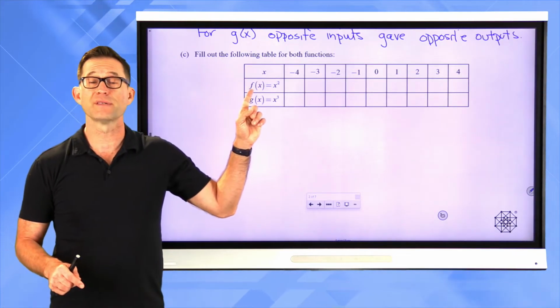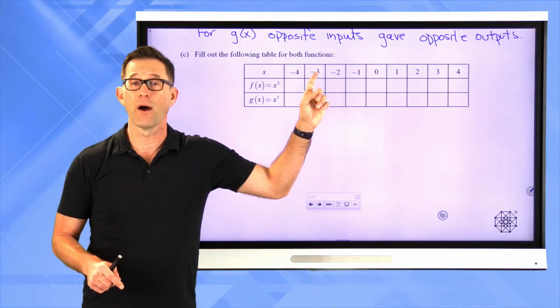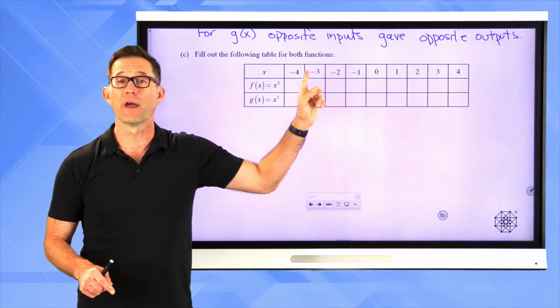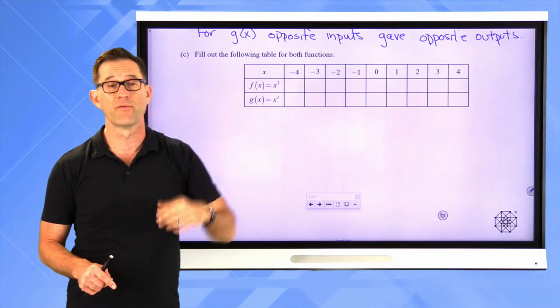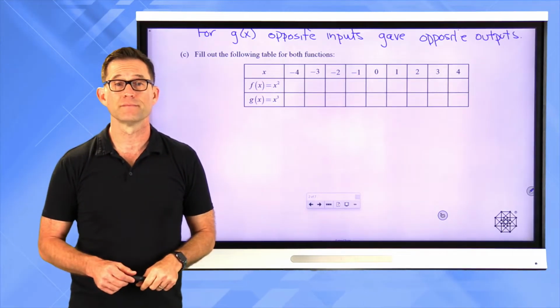Again, we've got f of x equals x squared and g of x equals x cubed. We already know what the outputs are for negative 3 and positive 3. You just have to figure them out for negative 4, negative 2, negative 1, 0, 1, 2, and 4. So pause the video now and go ahead and fill in that table.